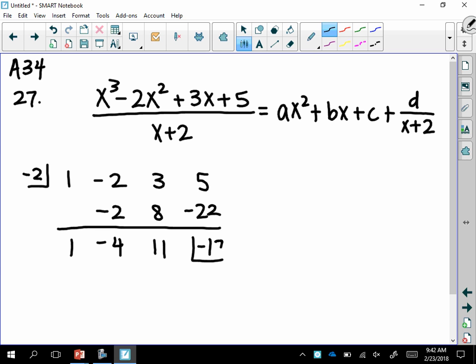We get a remainder of negative 17, right? So that means that when I perform this division, I have 1x squared minus 4x plus 11 plus negative 17 over x plus 2. So here are the values of a, b, c, and d. And it asks you to find the sum of those values. So 1 plus negative 4 is negative 3. Negative 3 plus 11 is 8. 8 plus negative 17 is negative 9. So negative 9 would be the sum.